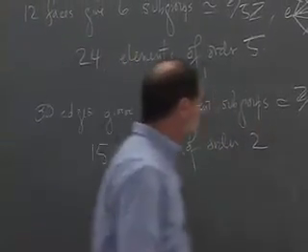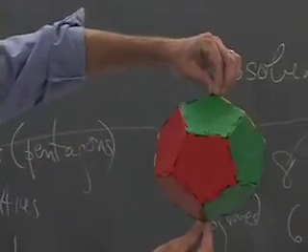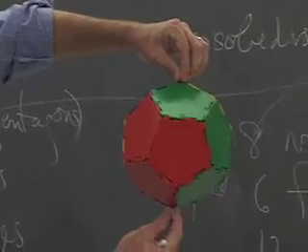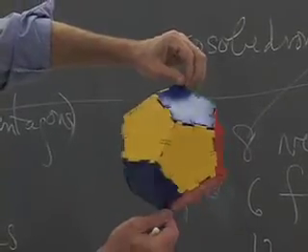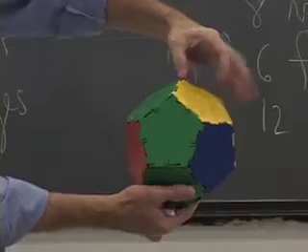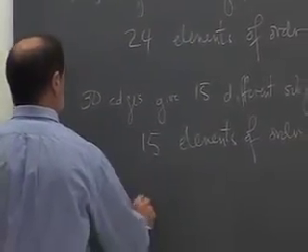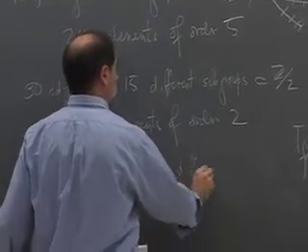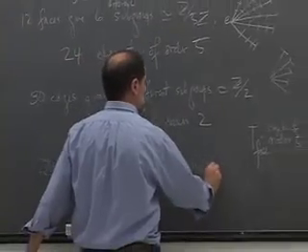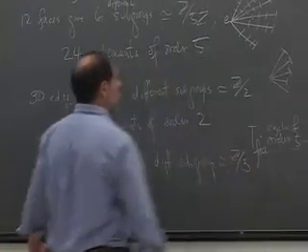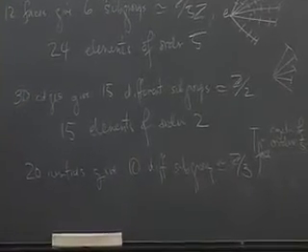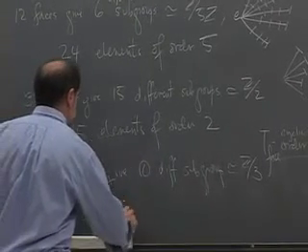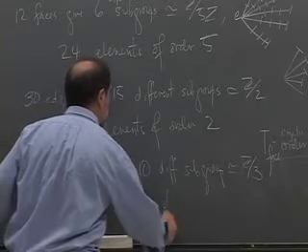And now, when we go to the vertices, if you take a pair of opposite vertices, you can rotate by 120 or 240 degrees. You have rotations of order 3, because you have 3 things coming out of the vertex. So again, the 20 vertices give 10 different subgroups isomorphic to Z mod 3. And each one gives 2 non-trivial elements of order 3. So we get 20 elements of order 3.